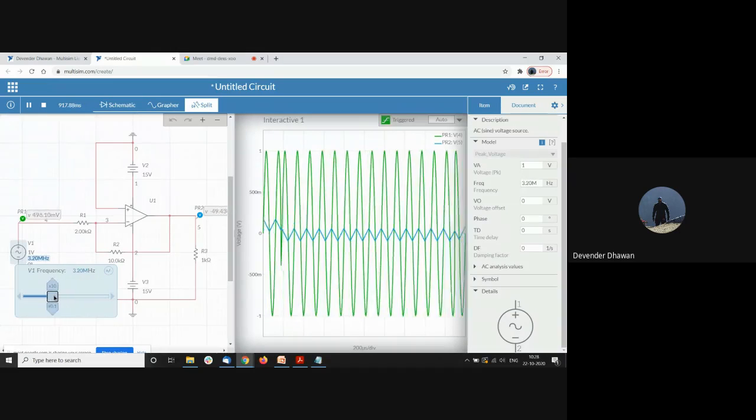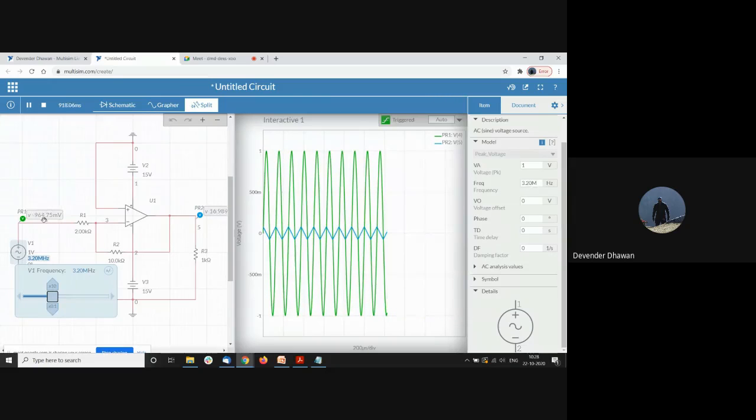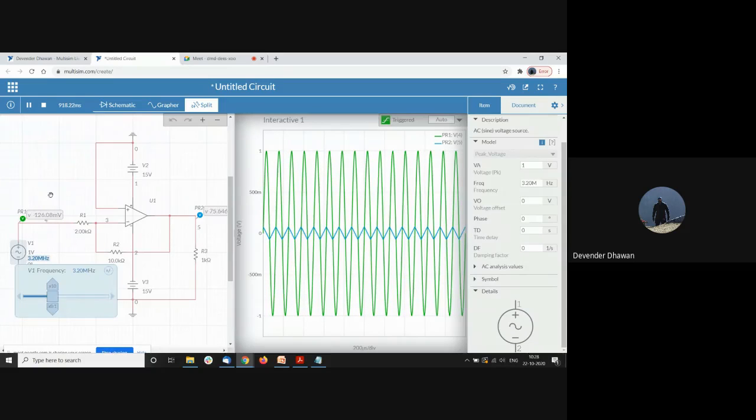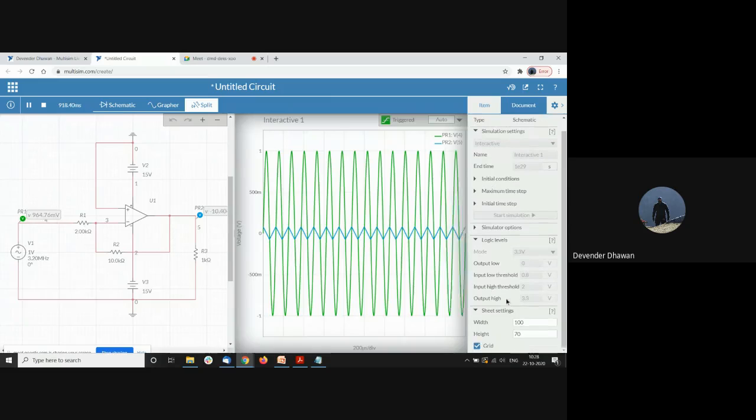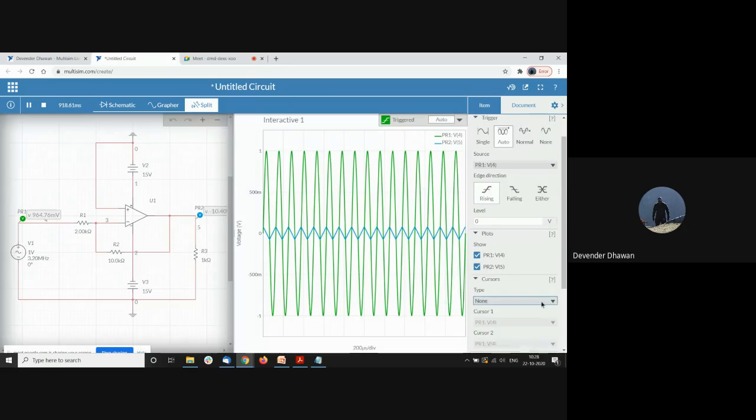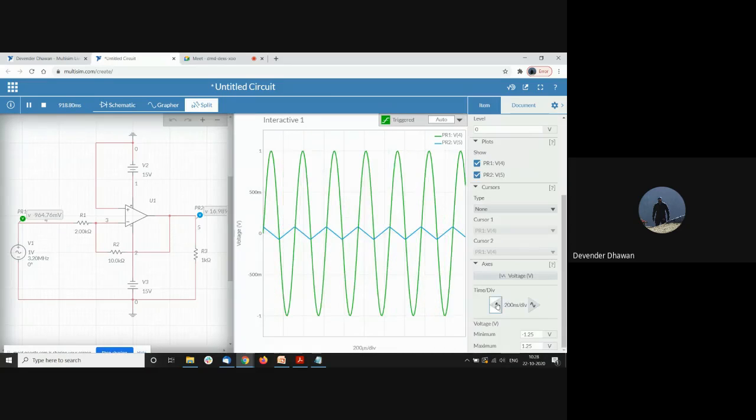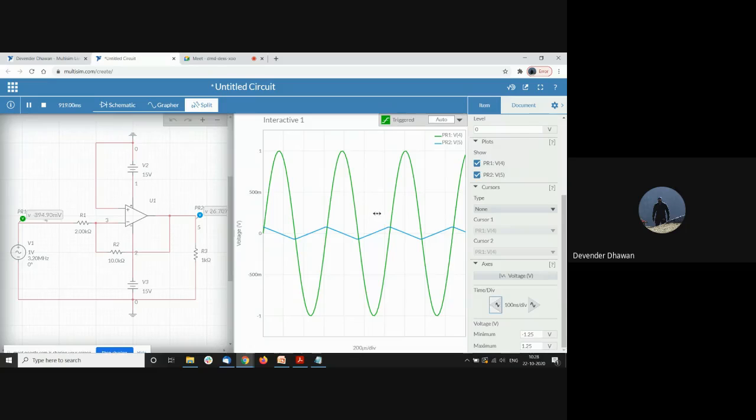Now one more question I have for you guys. I have given one sine wave, but here I am getting in output a square wave. Can anyone tell why? Okay. So you see this is, sorry, a triangular wave. Can you see why?